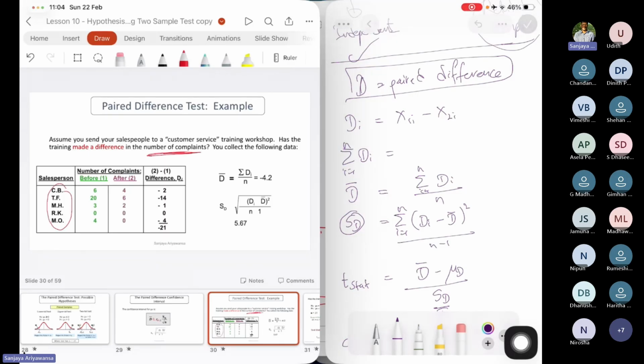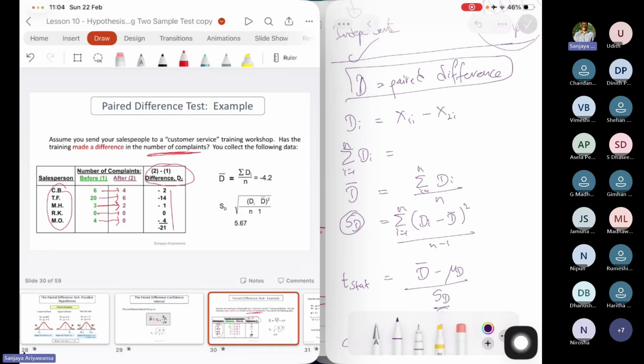Number of complaints before the training for CB was 6. After the training, it has come down to 4. Before the training for TF, it was 20 complaints. Now it has come down to 6. Before the training for MH, it was 3 complaints. Now it has come down to 2. Before and after both, 0 for RK. Before the training for MO, it was 4. Now it is still 4. So we calculate the difference, after minus before.